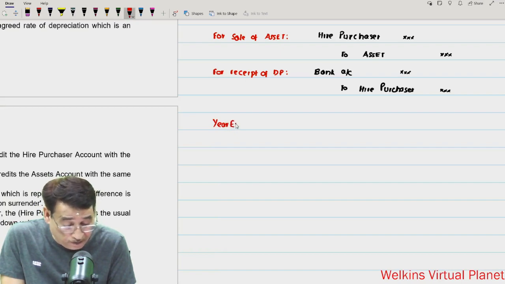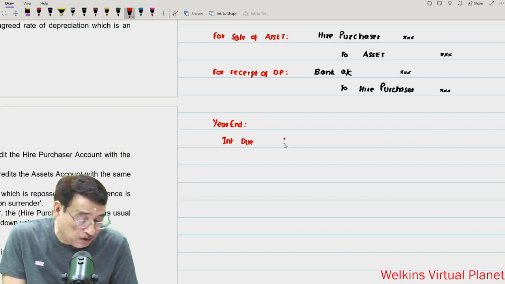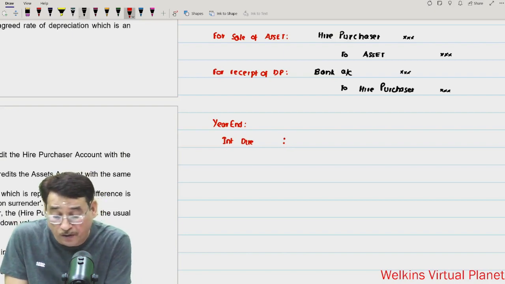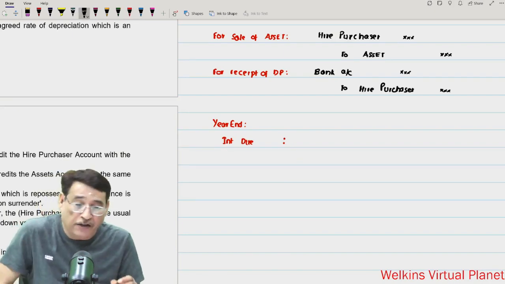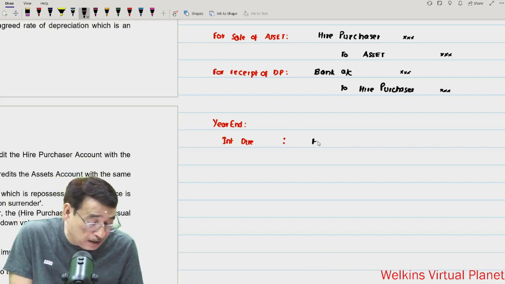at year end, first of all, he will also pass the entry for interest due. You are the seller. Now you are supposed to receive the interest. Now interest is a gain for you. But right now you are passing the entry for interest due. So when you pass the entry for interest due, you will debit the hire purchaser because you have to receive this much interest from the hire purchaser.